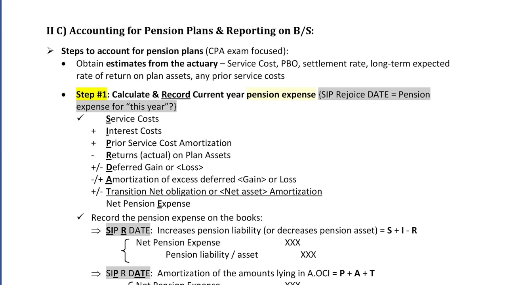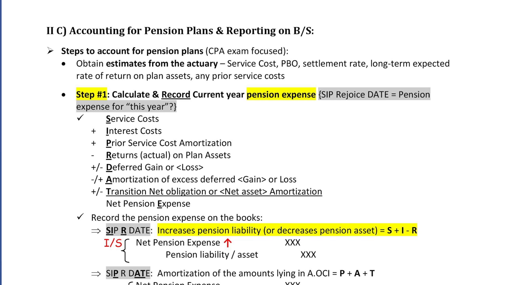So let's start with page 45, where we're looking at pension accounting, and highlight step number 1, that's calculating, highlight pension expense. And we know this means SIP, rejoice and date. So now recording the pension expense on your books, we'll first take S, I and R, which affect your pension liability. So highlight increases pension liability or decreases pension asset, and that's S plus I minus R. So service cost plus interest cost minus actual returns. On the journal entry where you have net pension expense, put an upward arrow and write I/S.